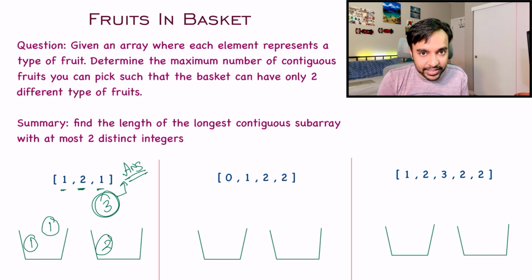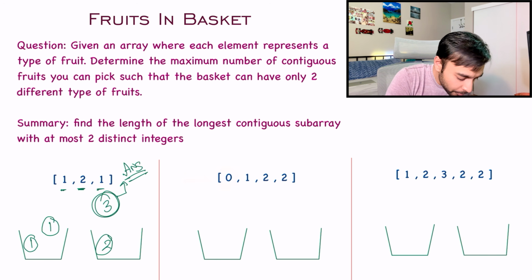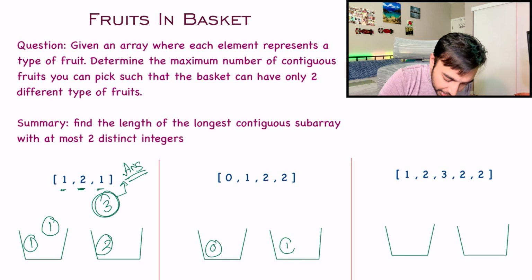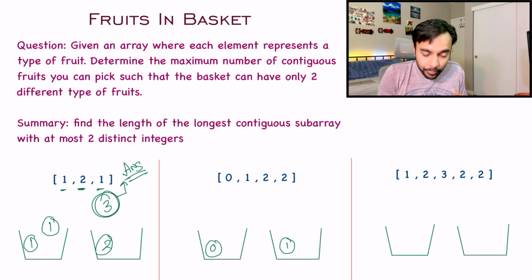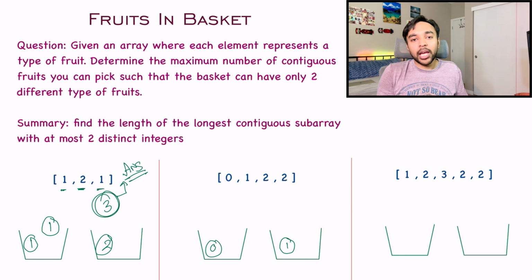Let us look at the second test case now. In the second test case, I start with the first fruit, that is 0. My basket is empty, so I add it. My second fruit is 1. My second basket is empty, okay, so I can add it. My third fruit type is 2, right? Now I don't have any empty basket. The first basket has a fruit type of 0 and the second basket has a fruit type of 1. So I need to stop over here.